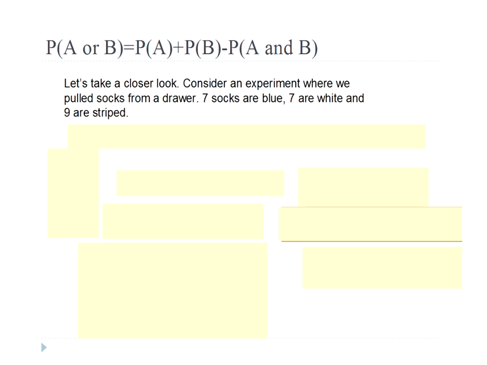All right, so let's take a closer look here. Consider an experiment where we pulled socks from a drawer. 7 socks are blue, 7 socks are white, and 9 are striped. This sounds like the drawers for my children because I used to think that socks came in pairs, but apparently now they don't. So you notice that all these are odd numbers. However, when we count up all the socks, we only see that there's 19 in the drawer. So how is this possible?